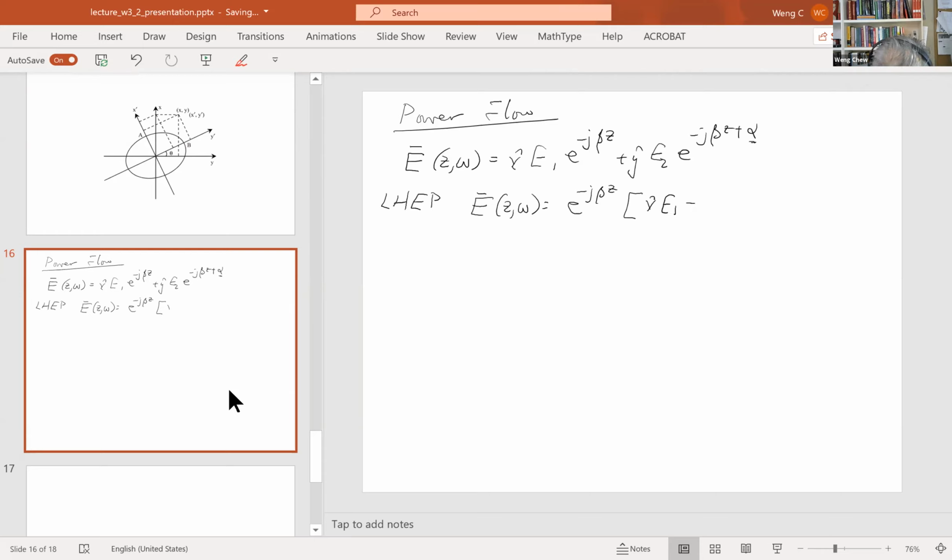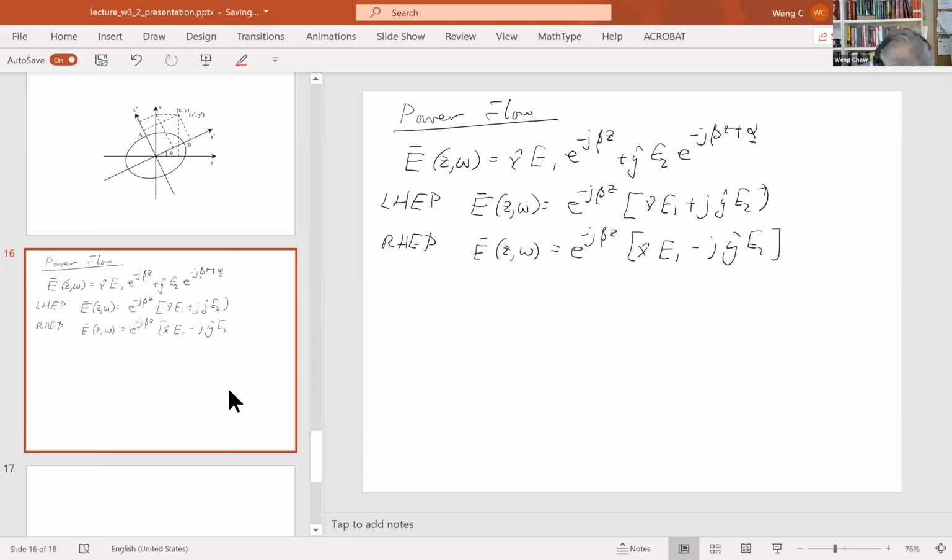Okay, and then you can do the same thing for RHEP. So in the phasor world, pictures are quite different, except that you have to learn how to go back and forth between frequency domain and time domain in this course. Okay, this will be just that.